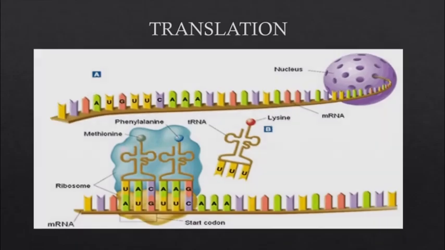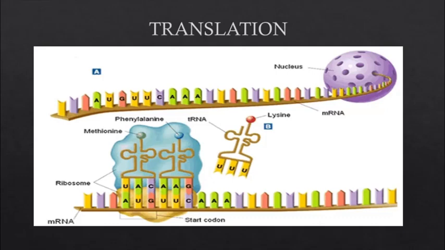Now the next step is translation. During translation, the mRNA acts as code for a specific protein. And now, inside a ribosome, the ribosomal unit binds to the mRNA. Here, the tRNA, according to the message on mRNA, will bring the amino acid. So, the amino acids are brought by tRNA. This is called translation.